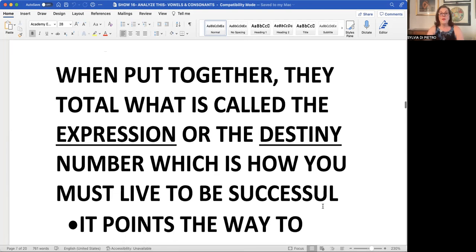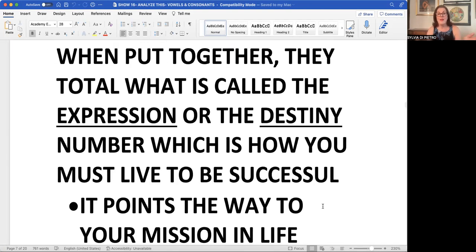So when we add the letters of our first name, both the soul urge and the quiescent self, and the letters of our middle name and our last name, both the soul urge and the quiescent self, when we add them together, we get a total that we call the expression, or our destiny number. And that destiny number tells us how we must live to be successful.